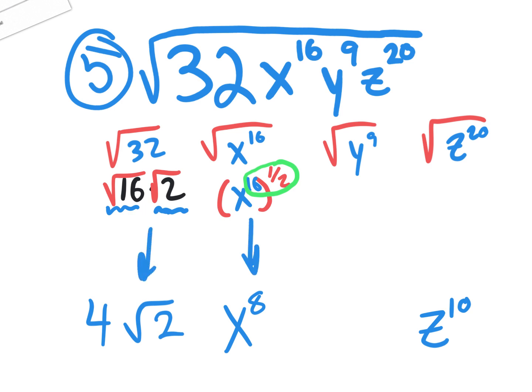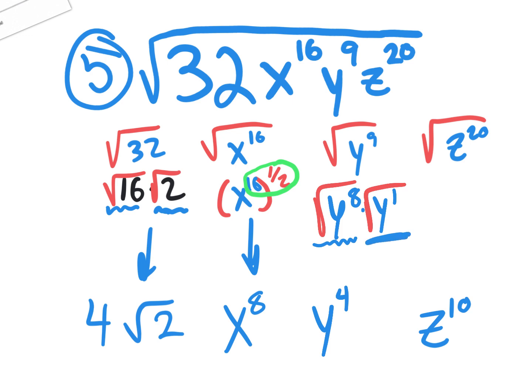How about the square root of y to the 9th? This is not an even degree or even power. I want it to be an even power. What am I going to rewrite this as? Y to the 8th times 1 more y, right? And then we're going to split it. And we should know now that the square root of y to the 8th is what? Y to the 4th. And what about the square root of y to the 1? That's just going to come down as the square root of y, right? So we have all of these answers. 1 answer, 2 answers, 3 answers, 4 answers.